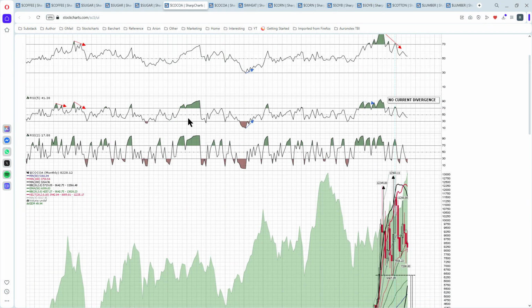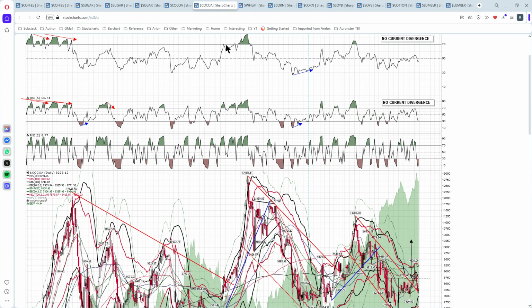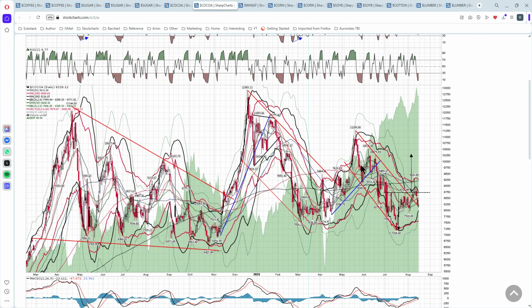Looking at cocoa, obviously by historical standards, this is looking pretty richly valued, and I'm leaning towards the downside. In the short term, though, we saw a bit of upside action here. We've got an IHS which hasn't failed yet, which has broken up with the target in about the 10300 area. We will see whether it can make it.